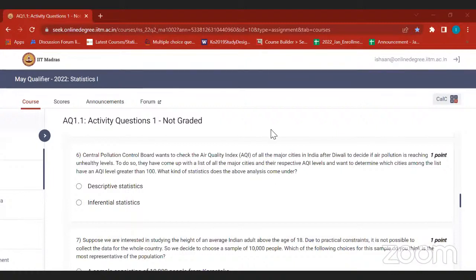If I'm picking some people randomly and concluding about all the people, then yes, it would be inferential. But if I'm talking about only the randomly selected people, it would be descriptive, right?